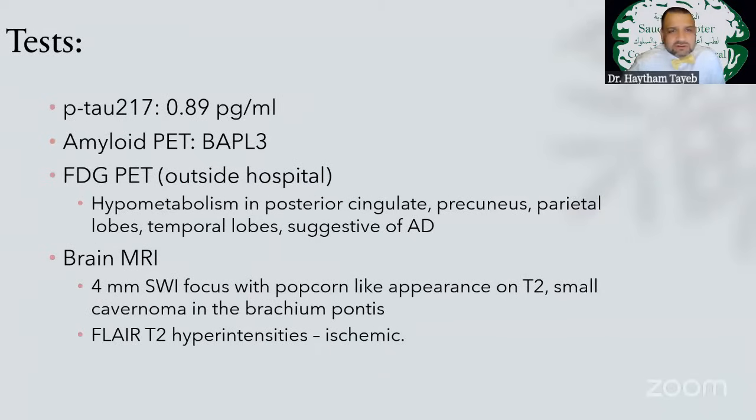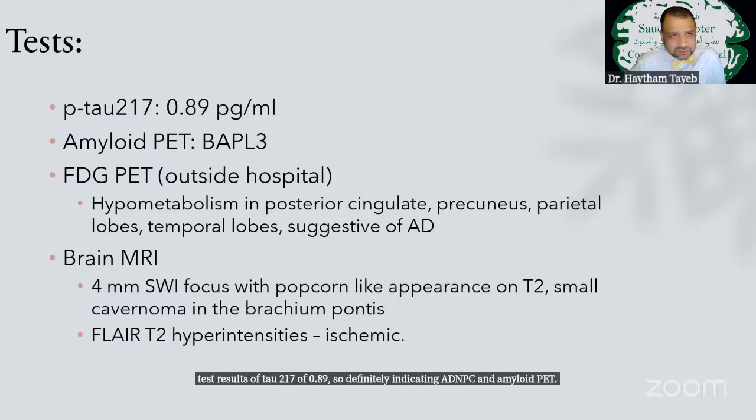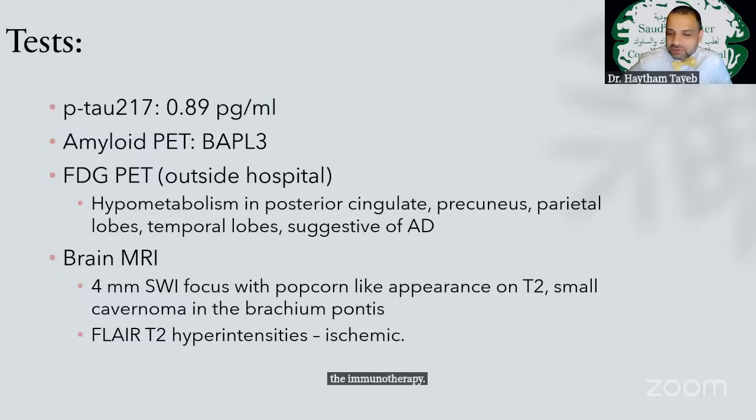And these are the test results of tau 217 of 0.89. So definitely indicating ADNPC, and amyloid PET was BAPL3. And when he came in, he already came to me with FDG PET showing neurodegeneration. And this is brain MRI. So it was a cavernoma. So tell me that you're brave enough to offer him the immunotherapy. Najib is very brave. Walid is also brave. Roa is as brave as I am.